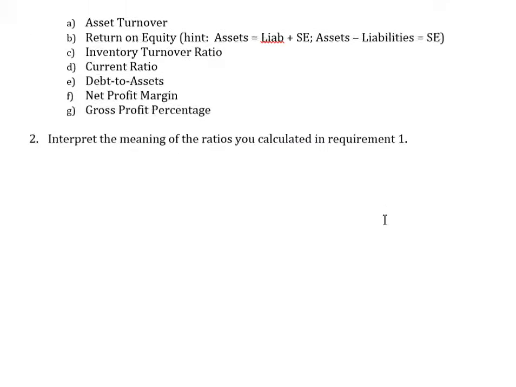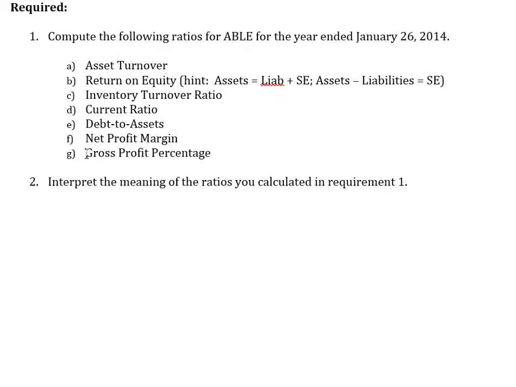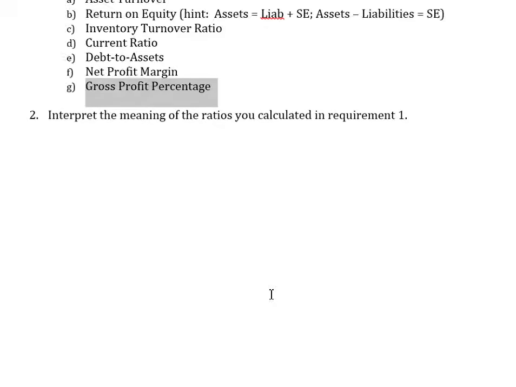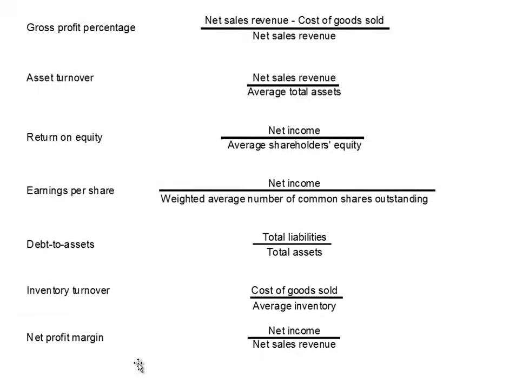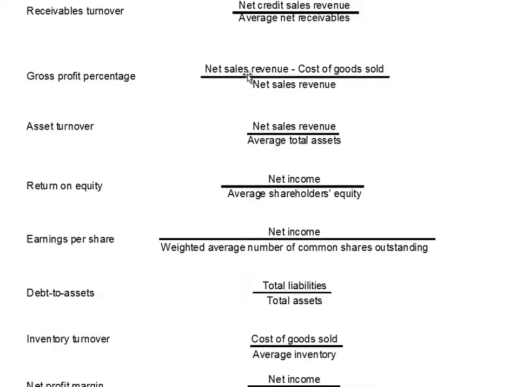And the last ratio we want you to calculate is one that we've done many times in class, gross profit percentage. So what does that mean? Well, if you go to your formula sheet, gross profit percentage is net sales revenue minus cost of goods sold divided by net sales revenue again. Now, the numerator you should recognize: net sales revenue less cost of goods sold. When we did our multi-step income statement, that's gross profit. So this ratio is really gross profit divided by net sales revenue.